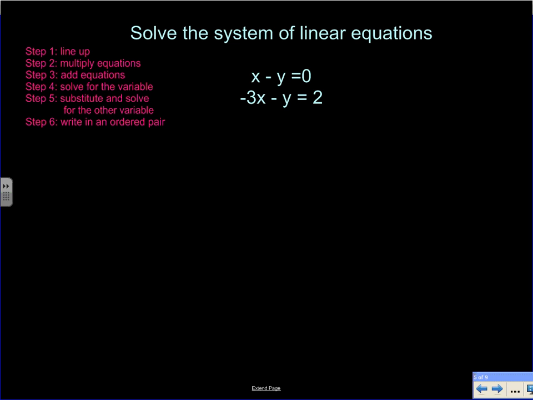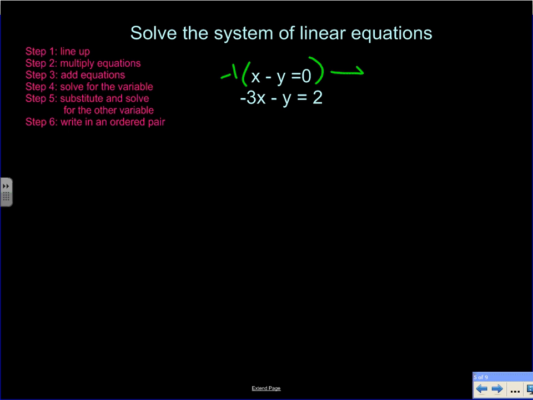If we look in front of the y's, that's a -1 and that's a -1. So they're the same number, that's good, but they're not opposite of each other. So we have to make them opposite of each other, and in order to do that, we have to multiply one equation by -1. I'm going to multiply the top equation by -1 because I like multiplying things by 0. It's real simple.